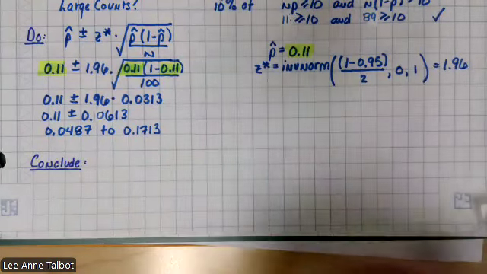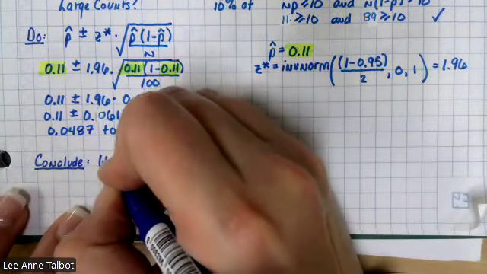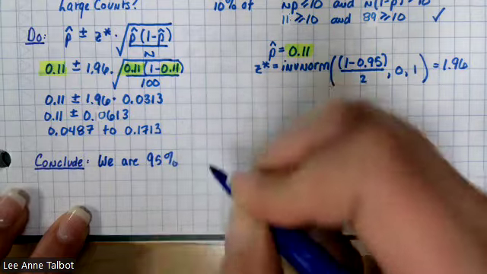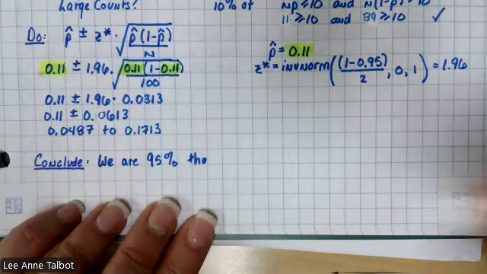Okay, all right. Last thing, sentence. We are 95% confident. I need to write the word confident.